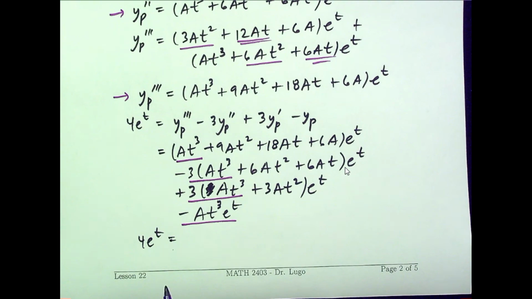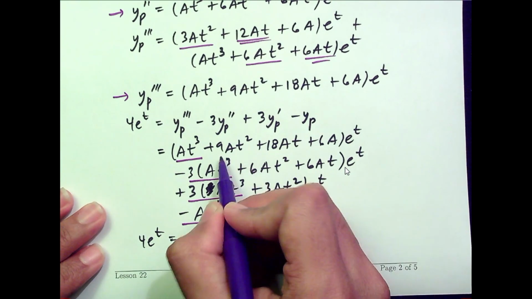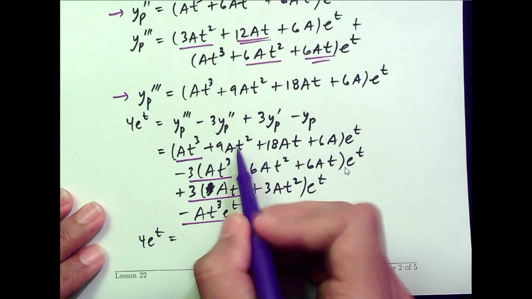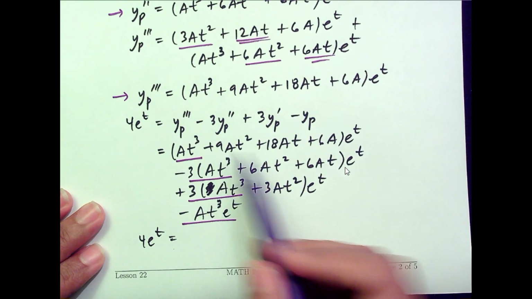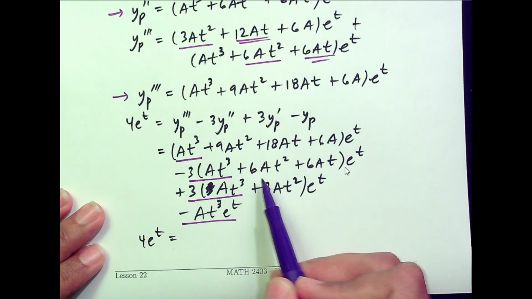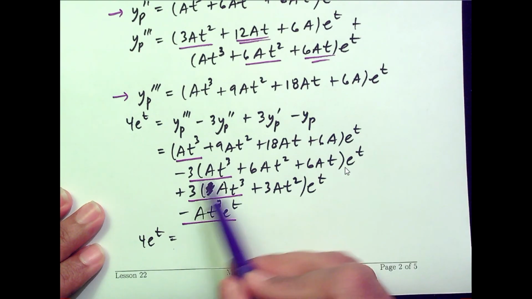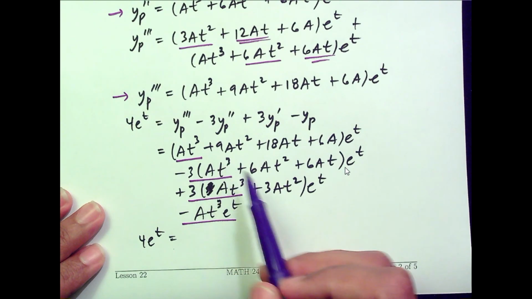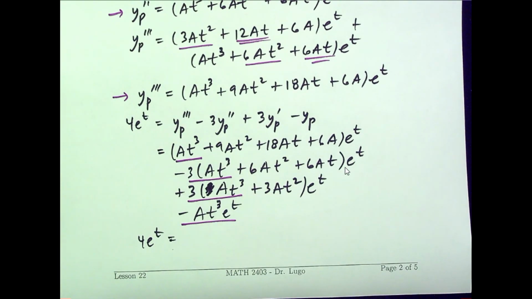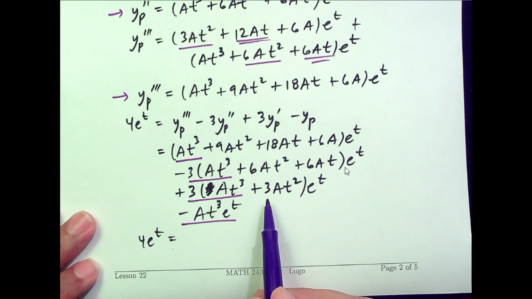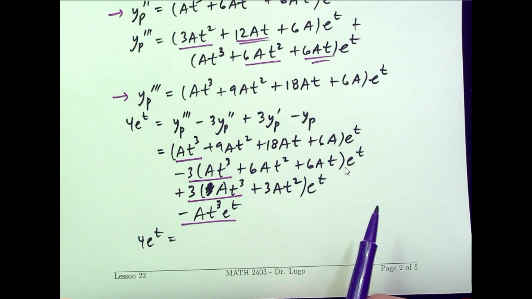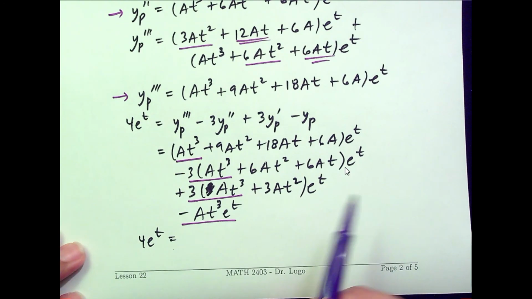Now let's do the t squares. So the t squares, you get that one, and that one, so you get 9a. But remember, this 6 is actually being multiplied by negative 3. So you get 9a minus 18a, that's negative 9a. And then you got this 3a and this 3a, that's a positive 9a. So negative 9a and positive 9a gives you 0 for the t squares. So there's no t squares.